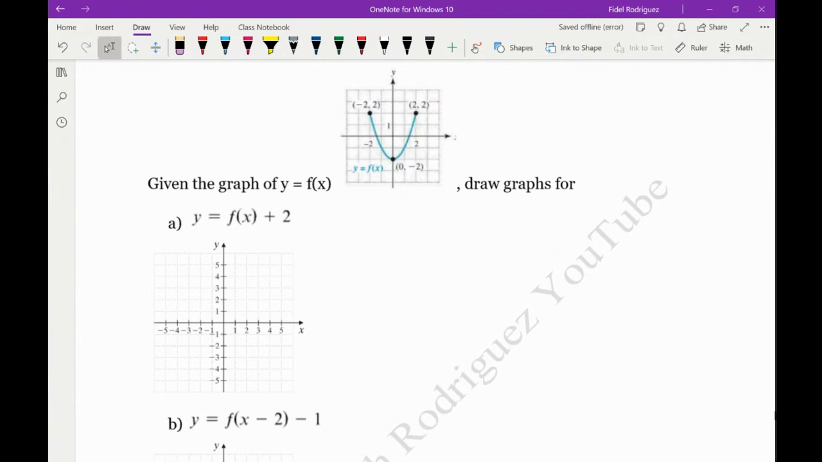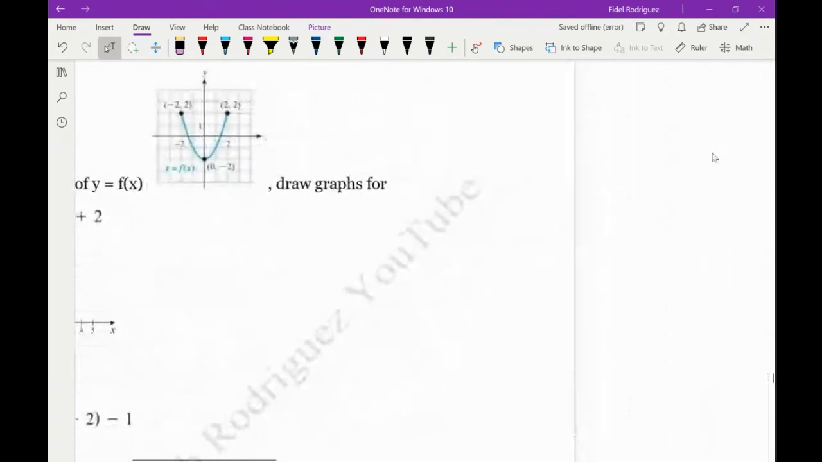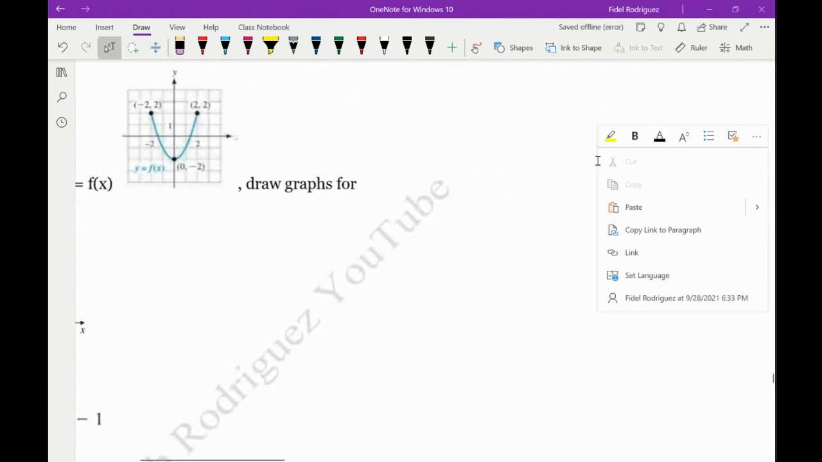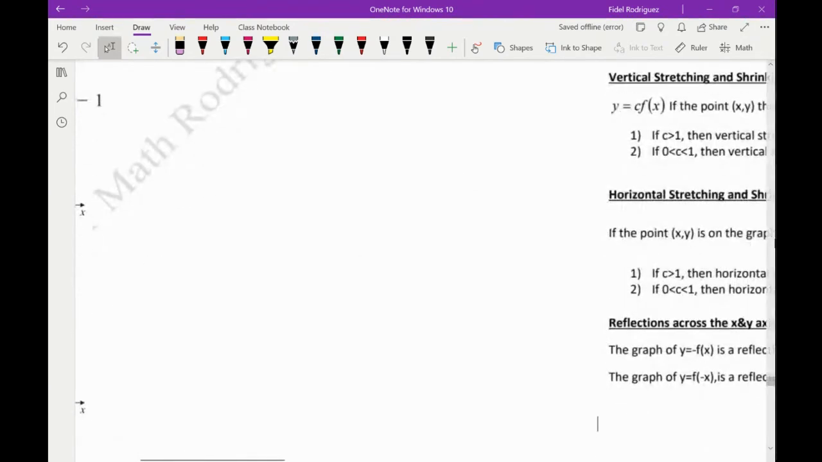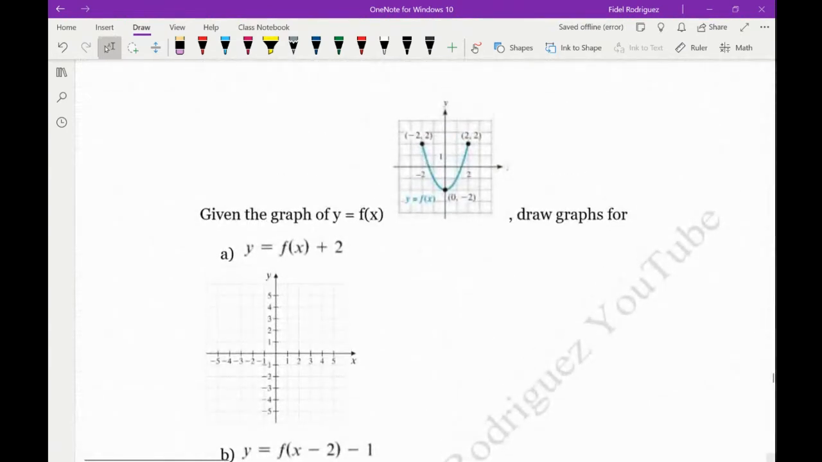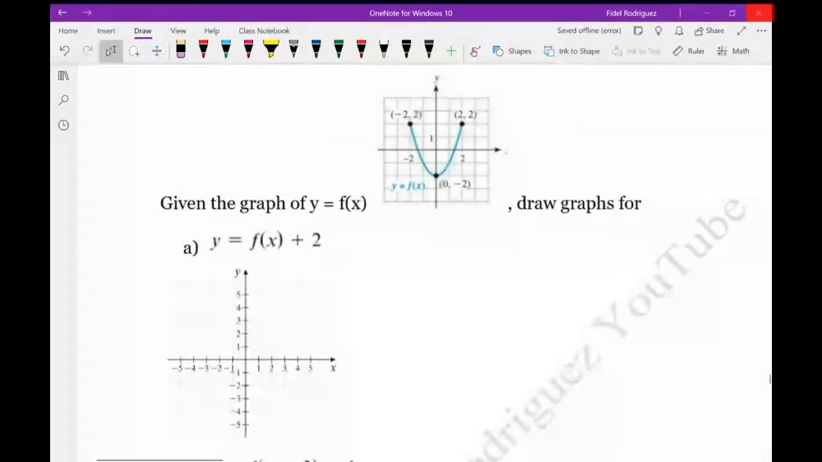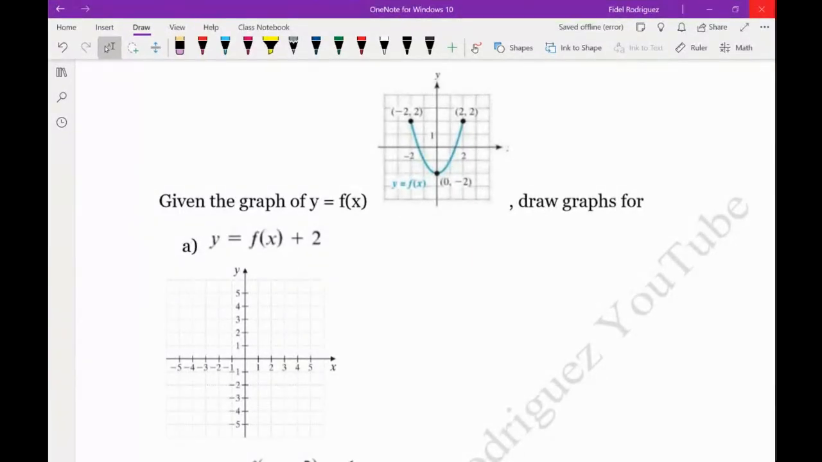So let's see if we can do this next problem here. Let's see if we can figure out how to do some of these problems here. All right. Look at the problem here. It says, given the graph of y equals f of x, draw graphs for y equals f of x plus 2.